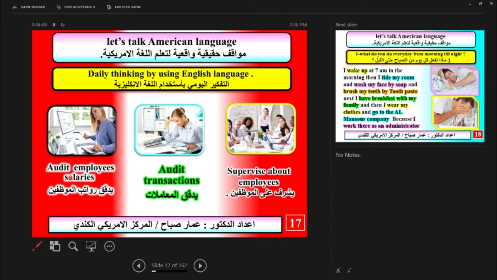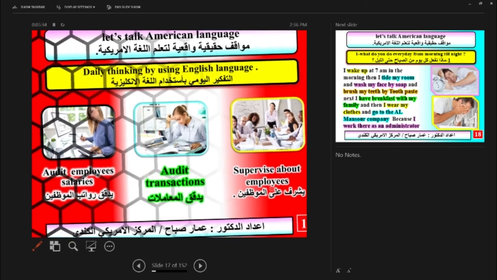Let's read together. Audit employees' salaries. We'll also audit transactions. Audit transactions. For transactions, it means mu'amalat. Supervise, yashraf, about employees. Supervise about employees.